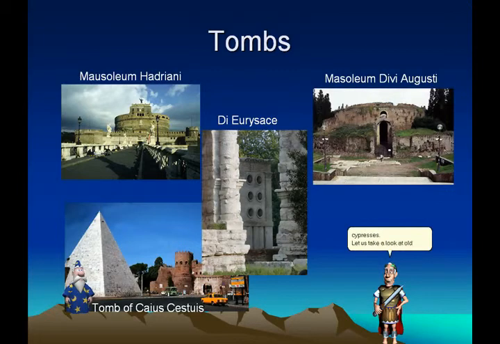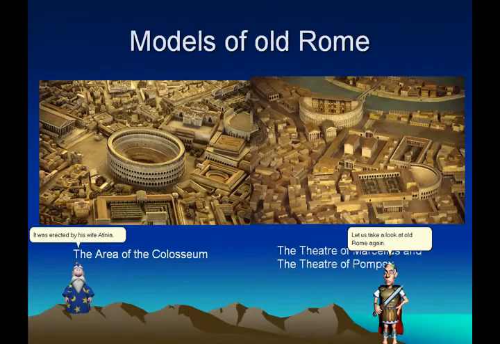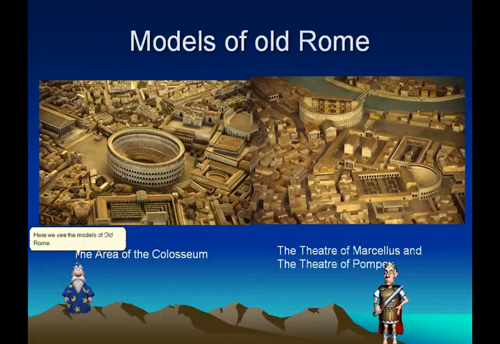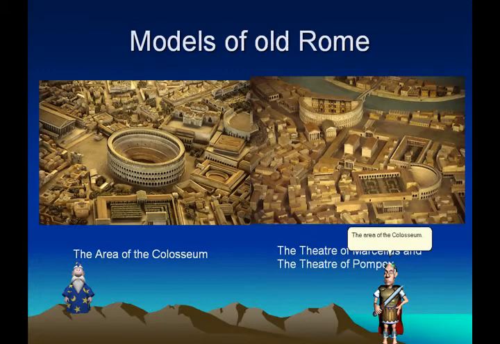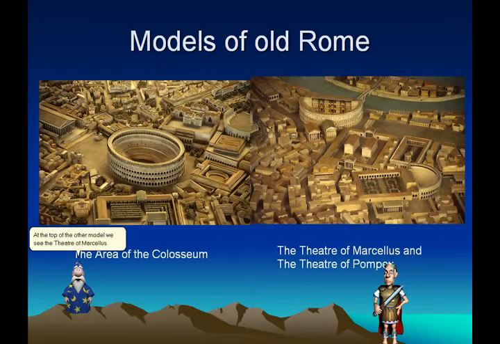Let us take a look at Old Rome again. Here we see the models of Old Rome. The area of the Colosseum. I do not see Nero's statue anywhere. At the top of the other model we see the Theater of Marcellus.